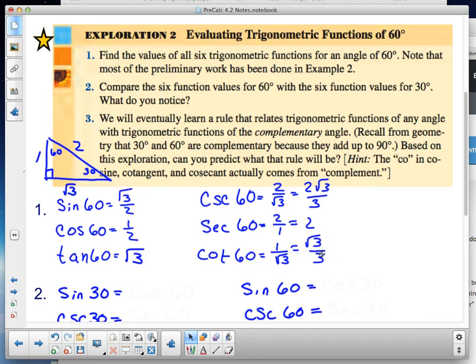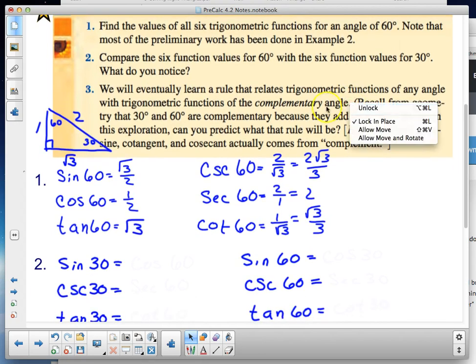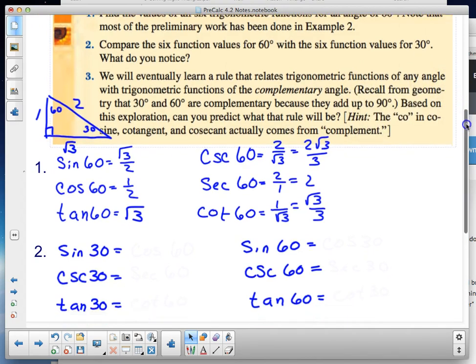Now, during this time, I'm going to have you find the values of the 6 trig functions for 60. Note, most of the preliminary work has been done in example 2. But now compare the 6 function values of 60 with the 6 function values of 30. Instead of looking back, I'm just going to put them here again.